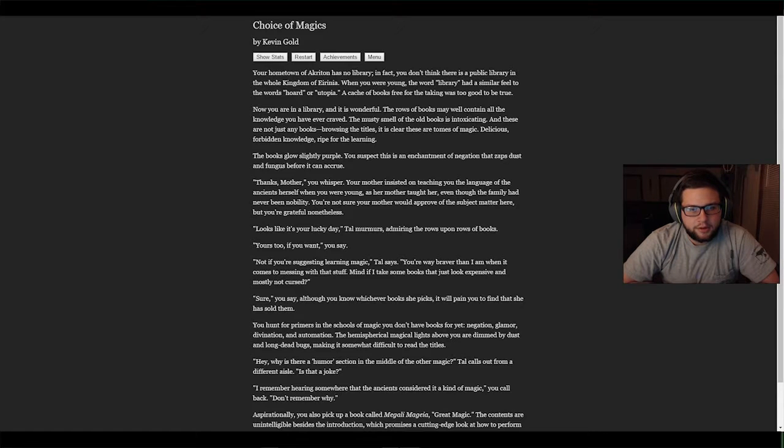The books glow slightly purple. You suspect this is an enchantment of negation that zaps dust and fungus before it can accrue. That's cool. Thanks, Mother, you whisper. Your mother insisted on teaching you the language of the ancients herself when you were young, as her mother taught her, even though the family had never been nobility. You're not sure your mother would approve of the subject matter here, but you're grateful nonetheless.